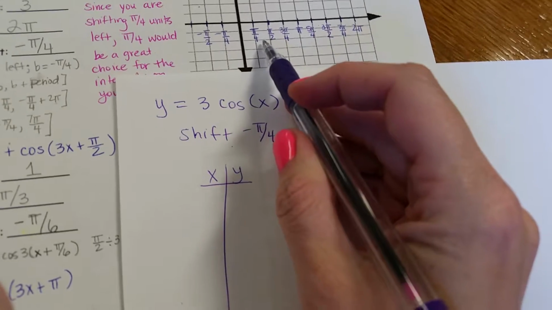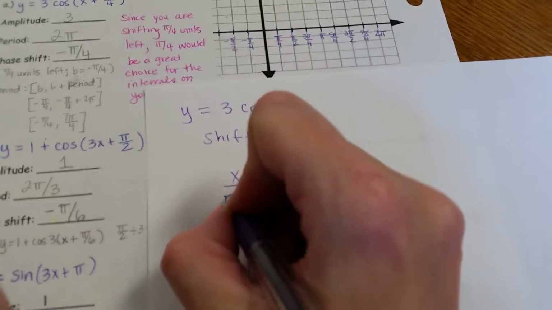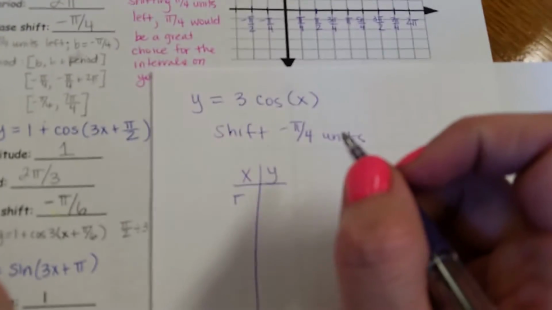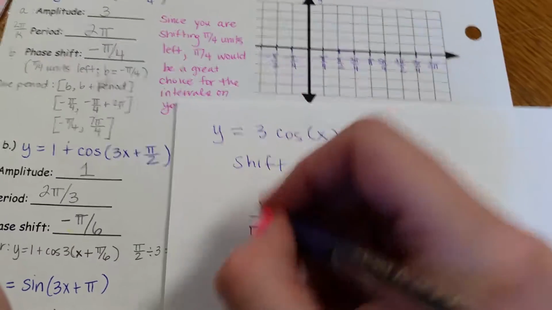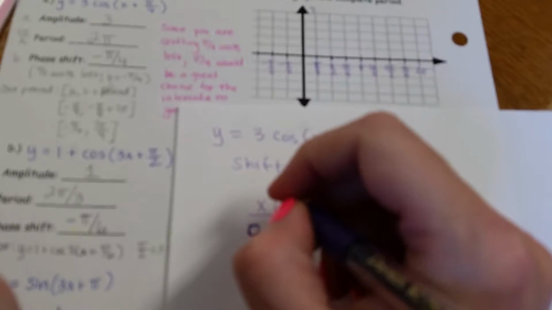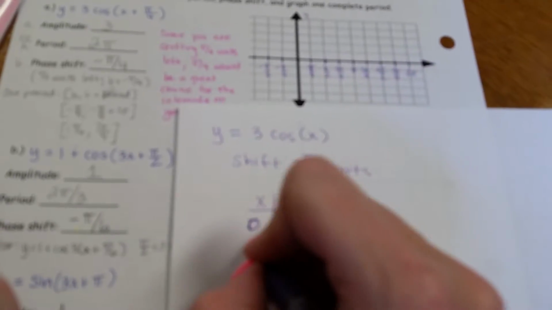Our x value, you can start with pi over 4. Now you don't have to plug in every single value you have there. In fact, I would start with 0, and I would do all of the normal values that we do, like 0, pi over 2, pi, 3 pi over 2, 2 pi, and then I would shift those values.